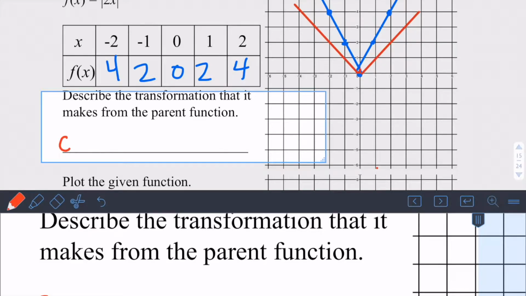And I sketch the parent function and the f of x equals the absolute value of 2x, in other words, got closer to the y-axis. That the function was compressed toward the y-axis.